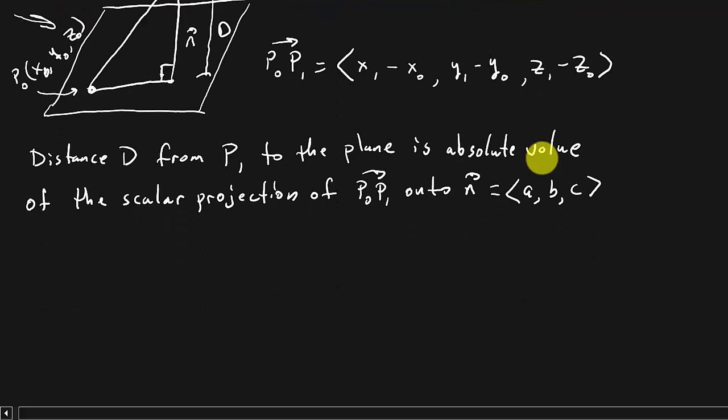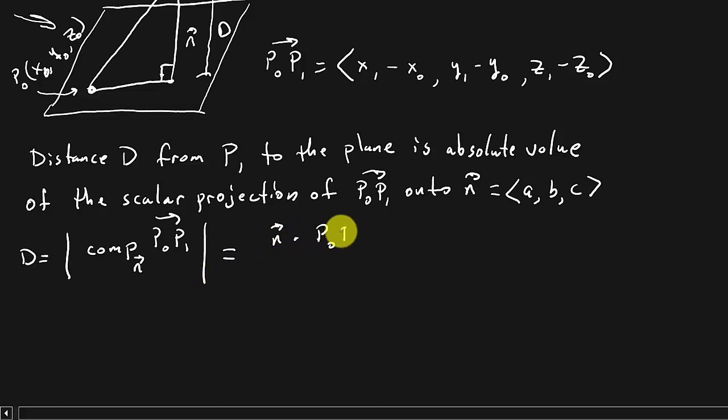So if you remember, D is equal to the absolute value of the scalar projection. Remember what that is? The projection of P0P1 onto vector N, which is equal to the dot product of N and P0P1 over the length of N.